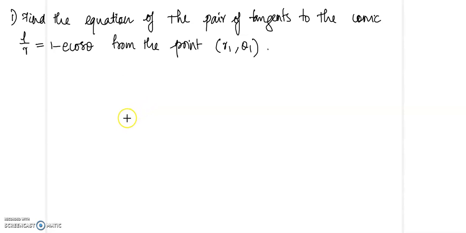Hello, in today's class, let us look at the equation of the pair of tangents to the conic L by R equal to 1 minus e cos theta from the point R1 theta 1. So we are given a conic and a point lying outside the conic, that is the point R1 theta 1. From this point we can draw a pair of tangents to the conic. So we will look at what is the equation of the pair of tangents.